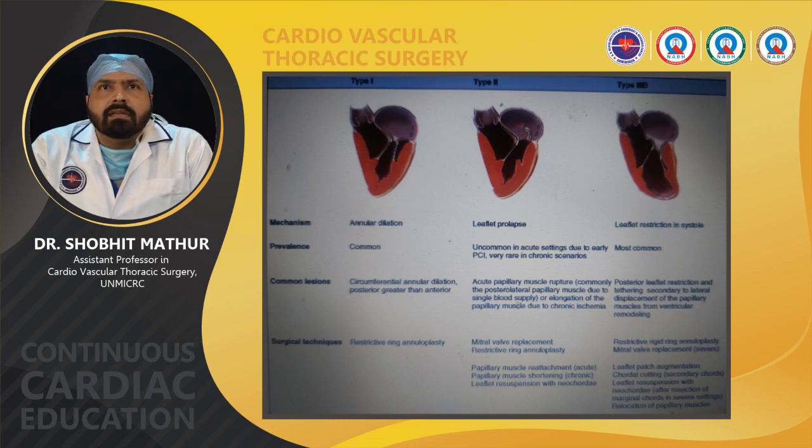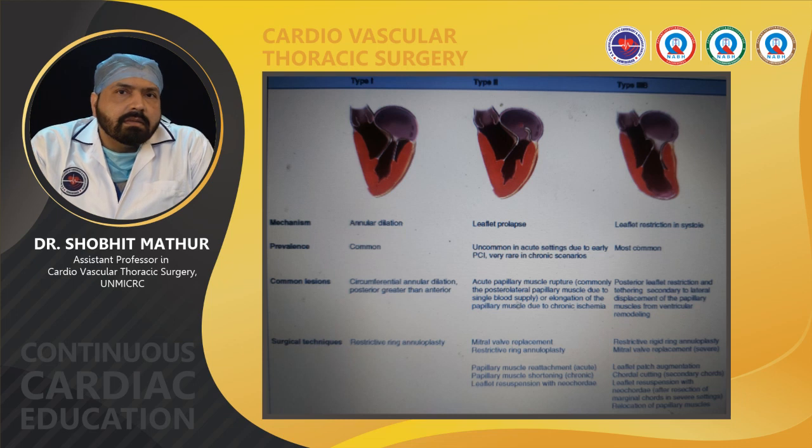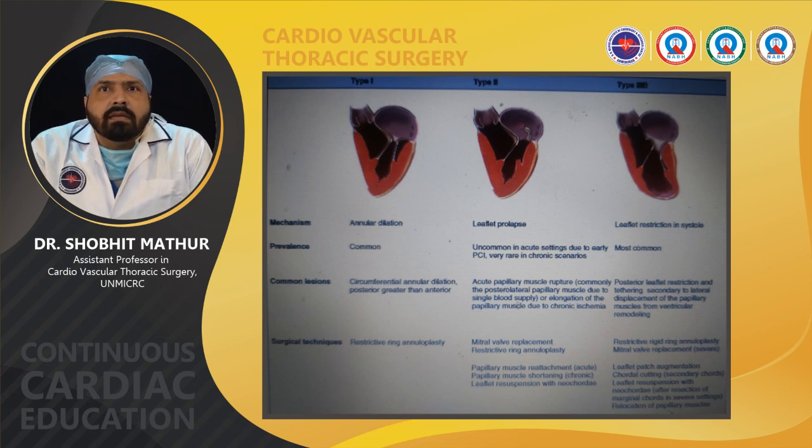The mechanism in type 1 is basically annular dilatation. The mechanism in type 2 is leaflet prolapse. And the mechanism in type 3B is leaflet restriction in systole. This is the most common cause of ischemic MR. Annular dilatation is common, and prolapse is less common in the acute setting these days due to early PCI and interventions that our cardiologists do. In type 1, you can see that annular dilatation is there. The posterior annular dilatation is more than the anterior annular dilatation.